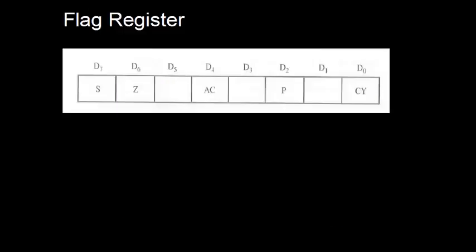Now we come to the flag register. The flag register is an 8-bit register, and you can see here there are 5 flags. CY means the carry flag, P is the parity flag, AC is the auxiliary carry flag, Z is the zero flag, and S is the sign flag. There are some gaps left. These bits don't have any use in 8085, so the 3 are not used.